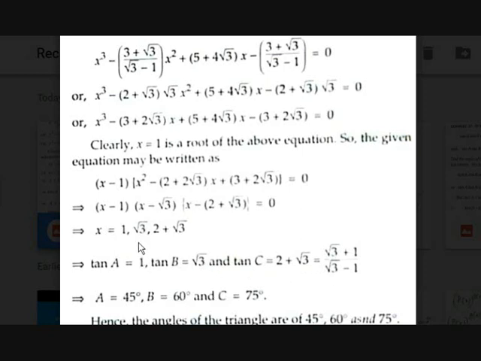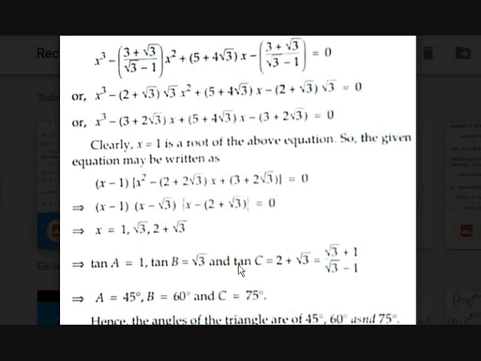Means tan 45 is 1, so A is 45 degrees. Tan 60 degrees is √3, so B is 60 degrees. And tan 75 is (√3 + 1)/(√3 − 1). That means C is 75 degrees. So the angles of the triangle are 45, 60 and 75 degrees.